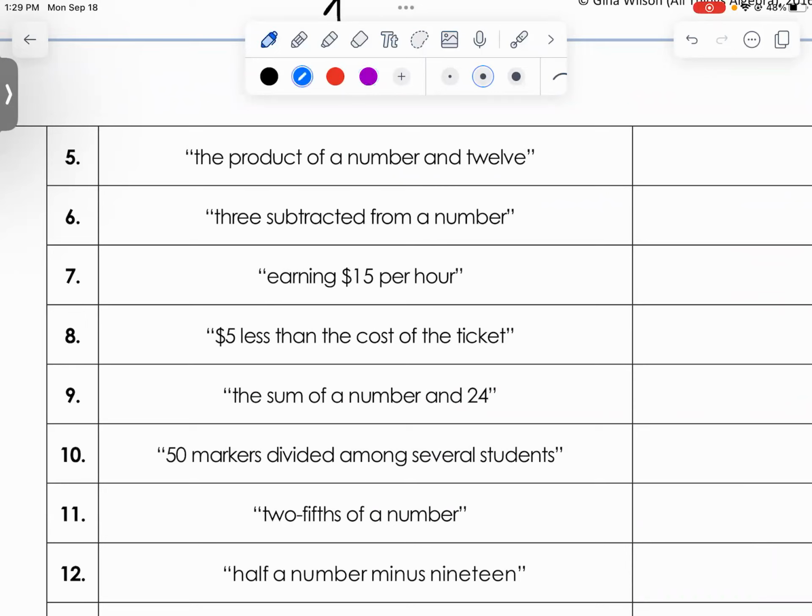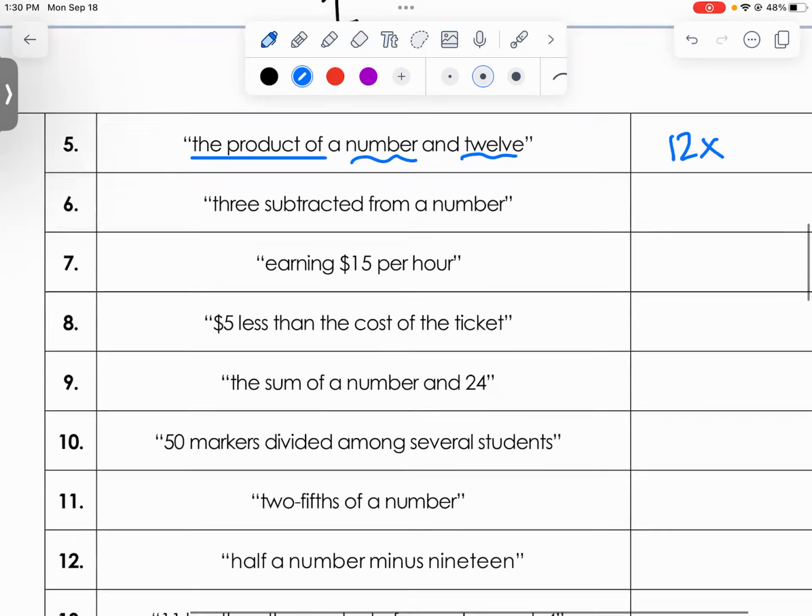All right. Kanaya, the product of a number and 12. Product is referring to what? Multiplication. So the product of a number and 12. So just write 12x. When it's a number and a variable, x is a variable, a letter, if there's nothing in between, we assume it's multiplication.